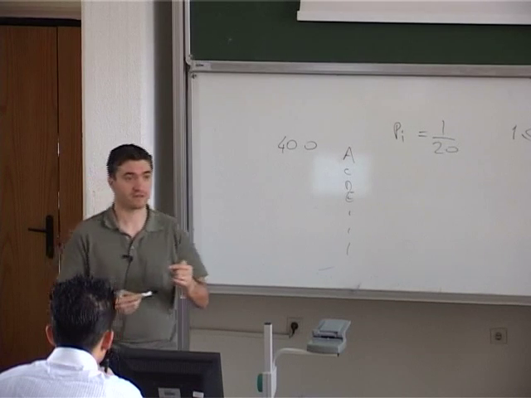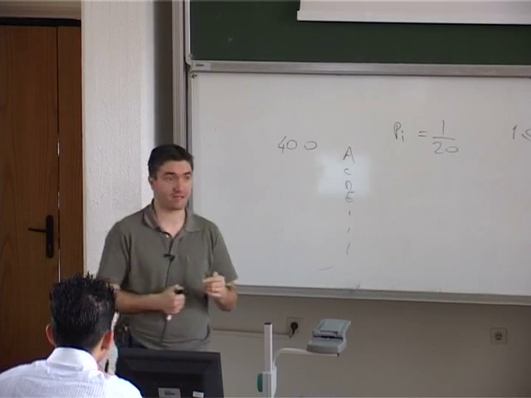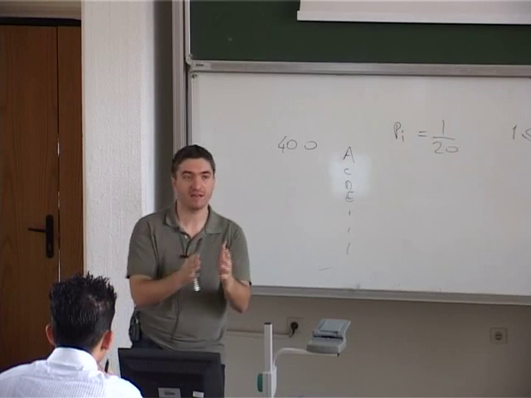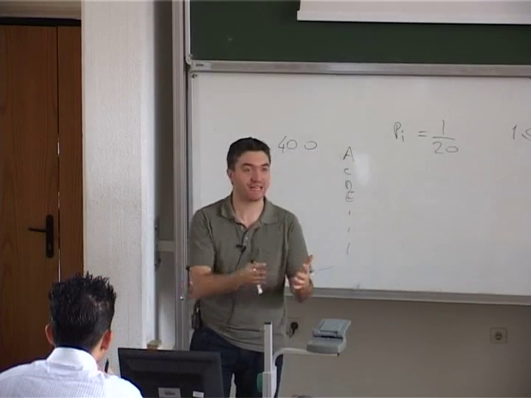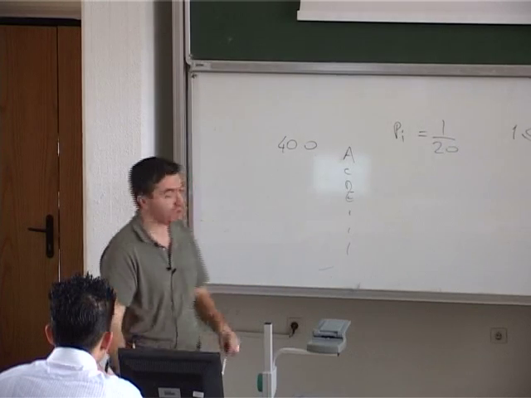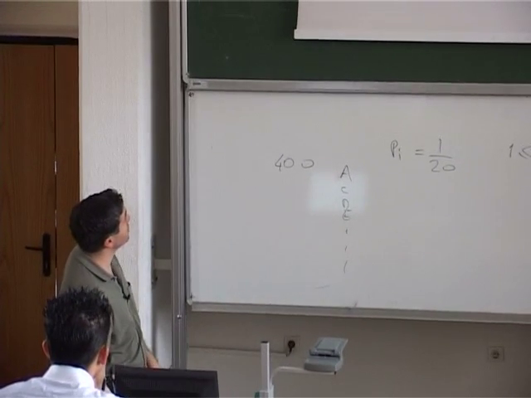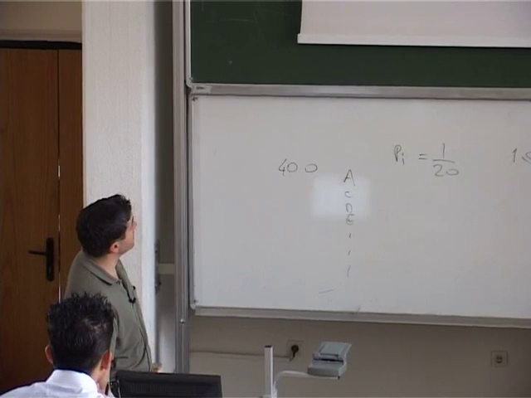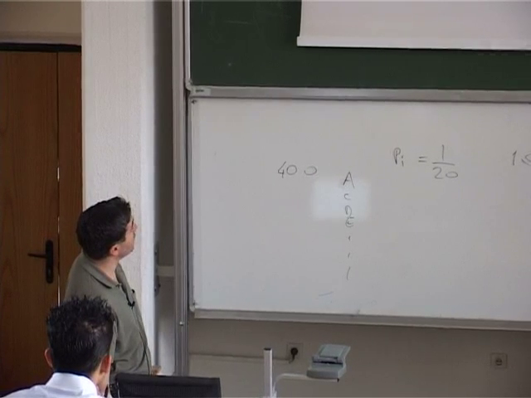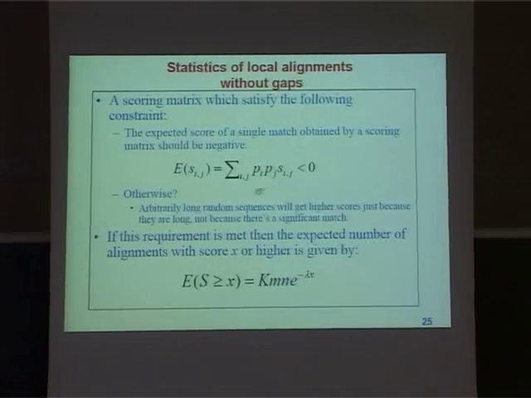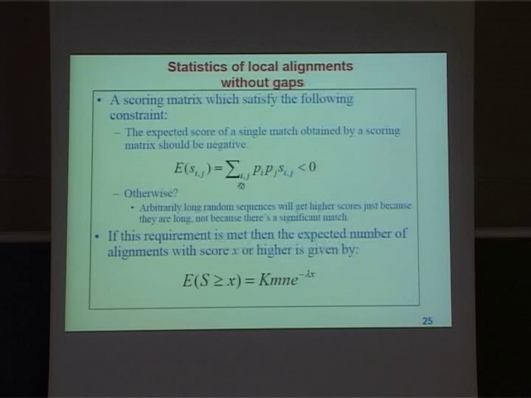If we consider the symmetry, the matching of A with C is the same as matching C with A, then it would be symmetric. What we do here is, this is just a weighted average of all the scores, and it should be less than 0, meaning that if you just randomly pick any amino acids, the expected value of their score should be negative. This is what I just stated.